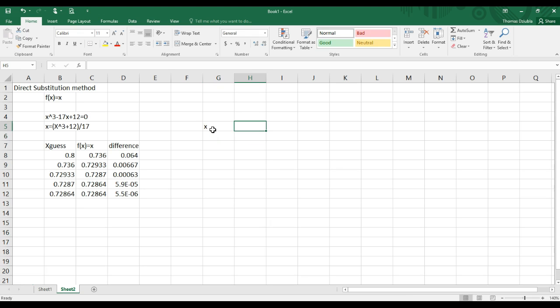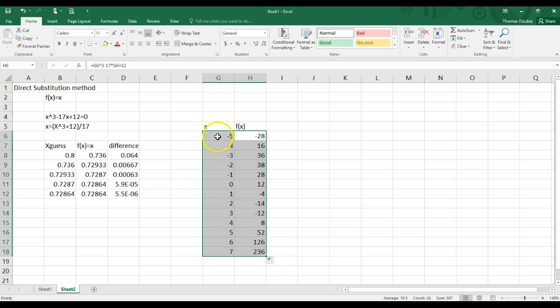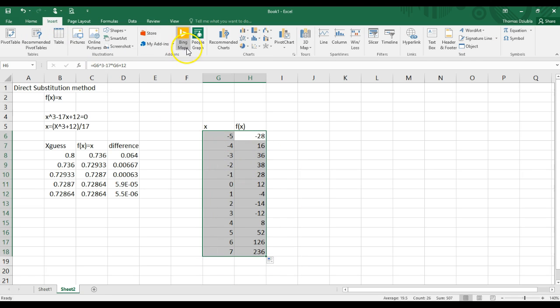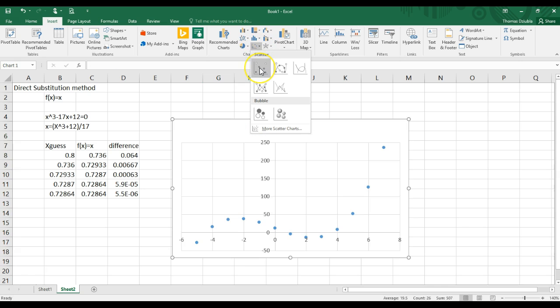So if we plot x versus over here we'll say f of x, and this time this f of x is going to be of this expression here. So I'm going to say -5, and this is going to be this to the third minus 17 times this plus 12, and we can plot this. Let's go ahead and see what we get. Insert. We may need to add more data points, but we can do that in a second.